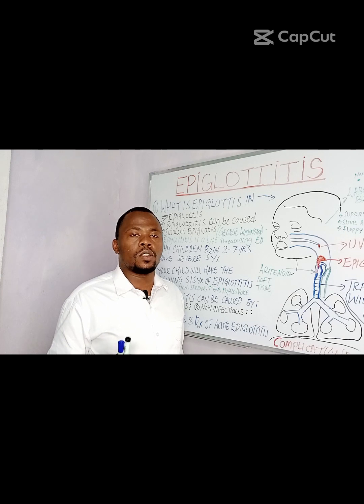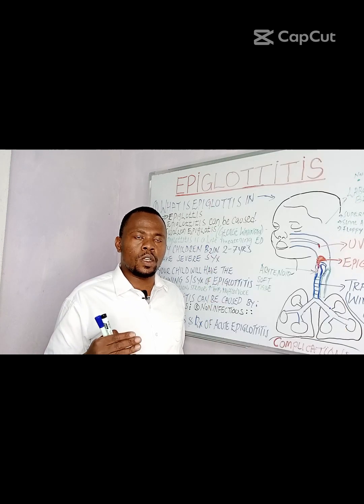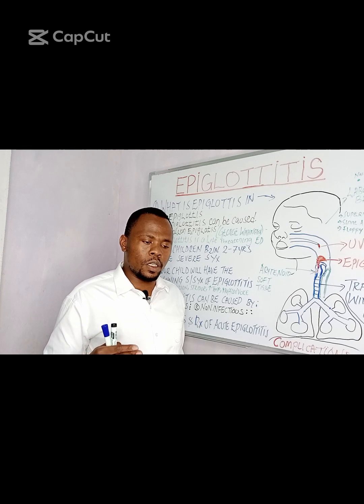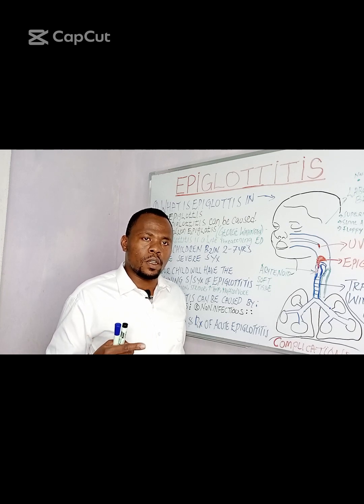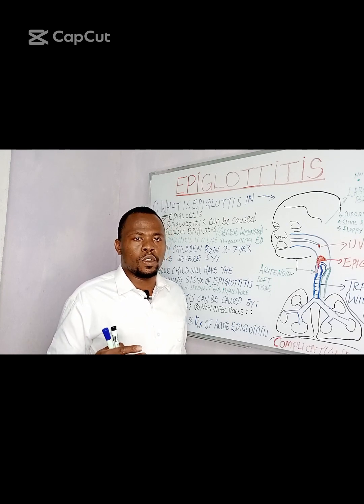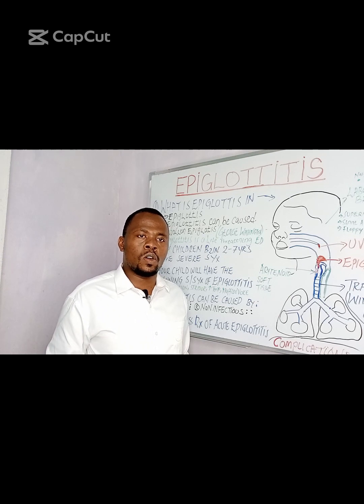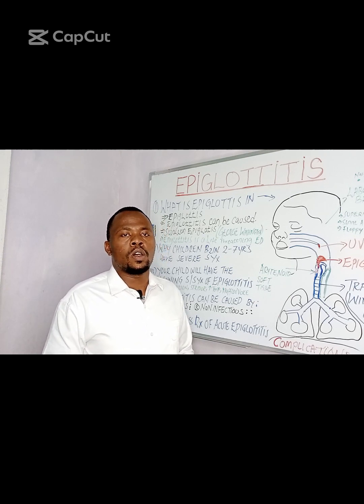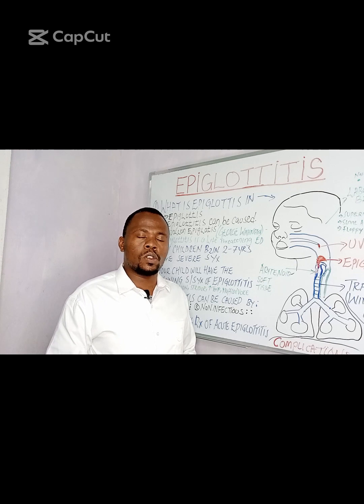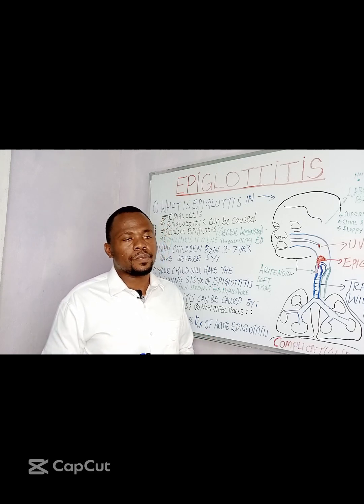And number six, your child will have what we call a tripod position. Tripod position means that your child will stay in a position where he or she will be slightly leaning forward, sitting up on his arms, and also the tongue will be protruding out. This is to try to find a position that is comfortable for breathing.